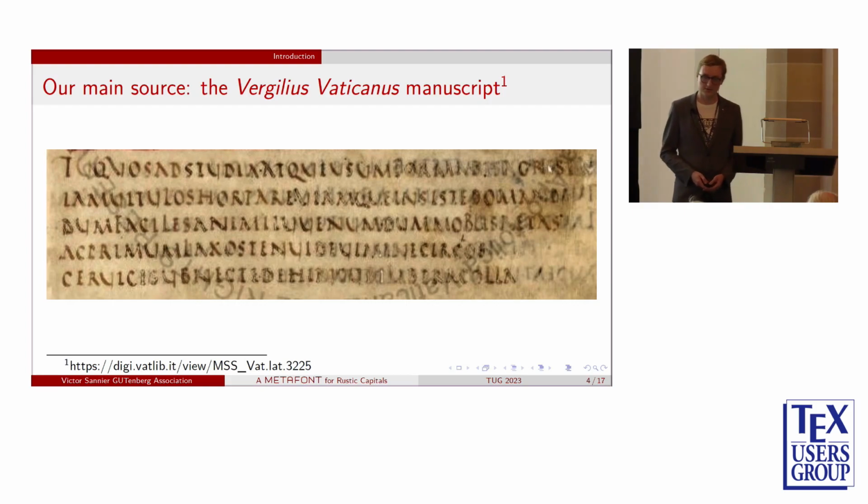So the source we're going to use is the Vergilius Vaticanus Codex, which has fragments from Virgil's poetic works, and especially the Aeneid. So it might appear that it is quite difficult to read, but the Vatican actually provides high resolution scans, so we can scale up the scans and have everything we need to work with the font.